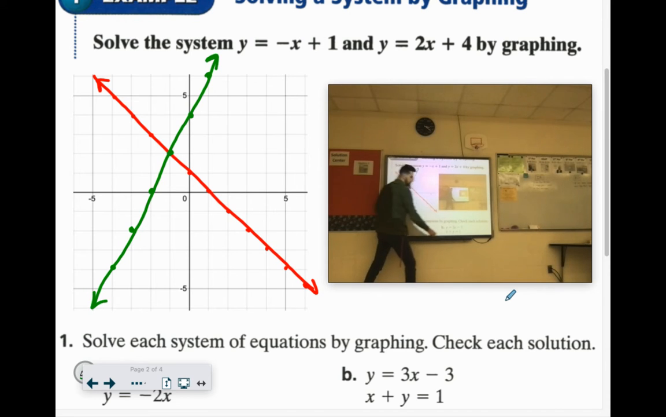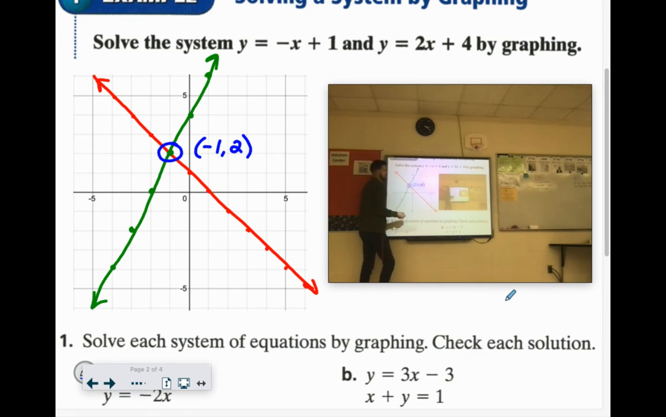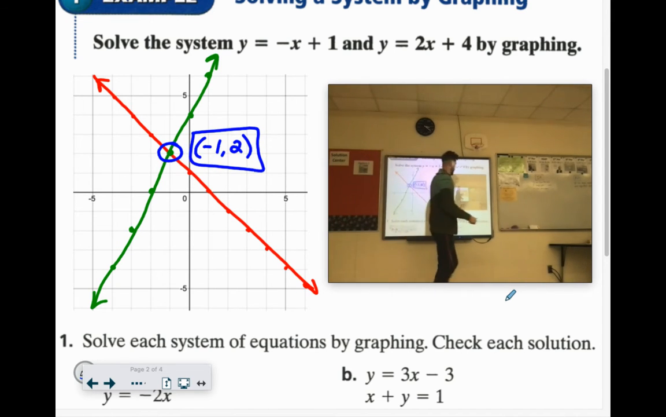And our solution for all these is where do they cross each other? Where do they intersect? Which in this case would be at negative 1, 2. If you substitute those in for x and y in both problems, it's the only coordinate that works for both problems.